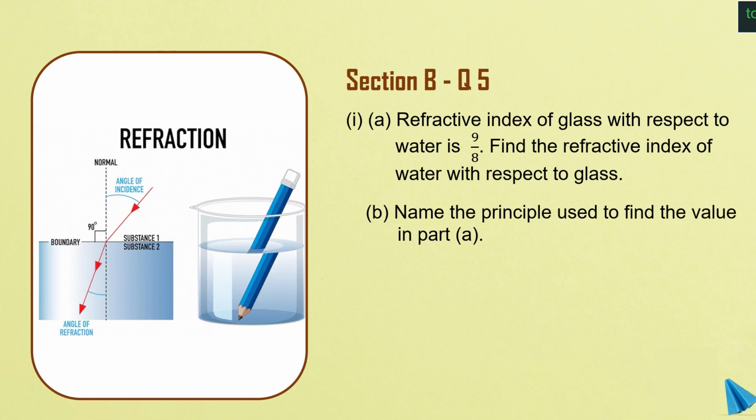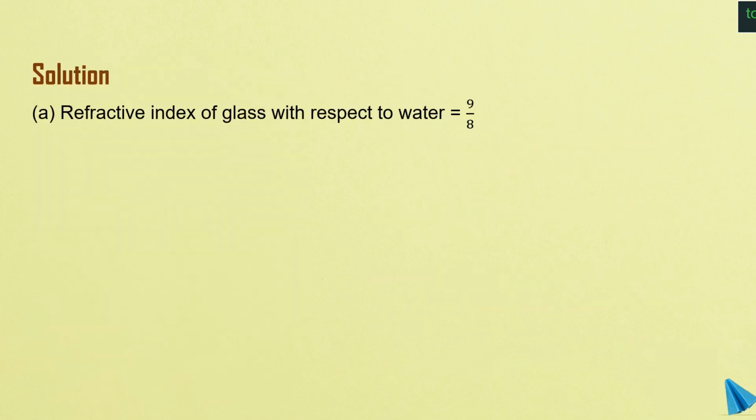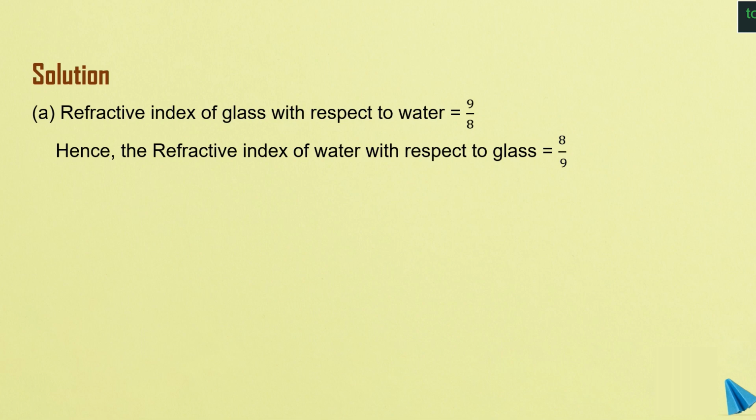Second part says name the principle used to find the value in part A. Third part says if we change the temperature of water, then will the ratio 9/8 remain the same? Right, yes or no? So refractive index of the glass with respect to water is 9/8. Hence the refractive index of water with respect to glass is 8/9. And the B part talks about the principle of reversibility.